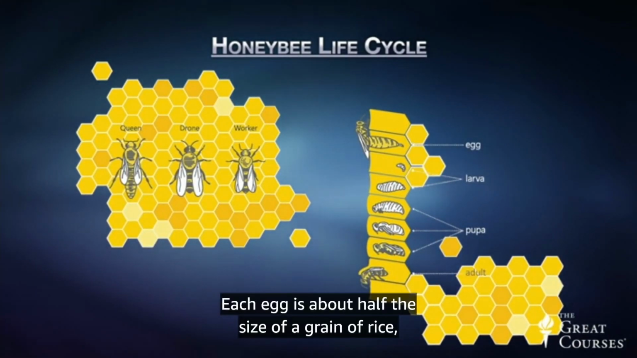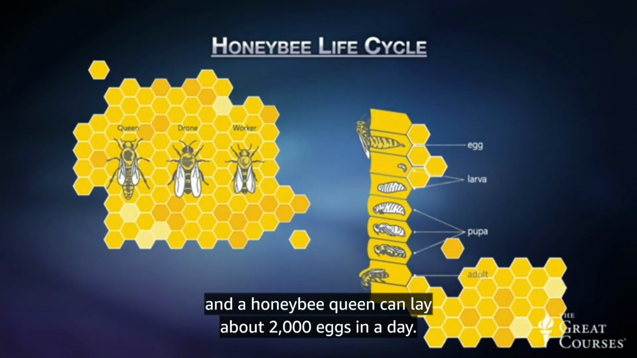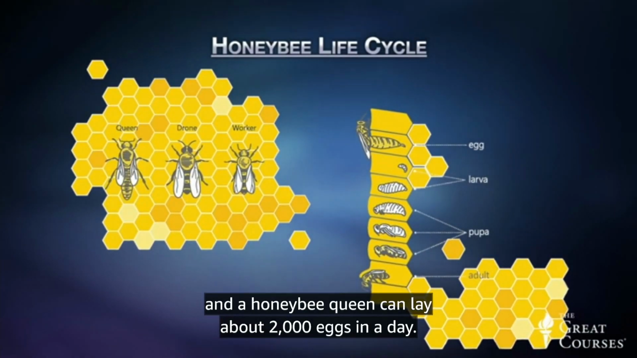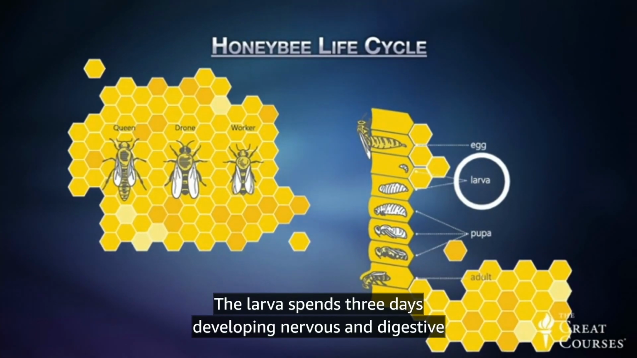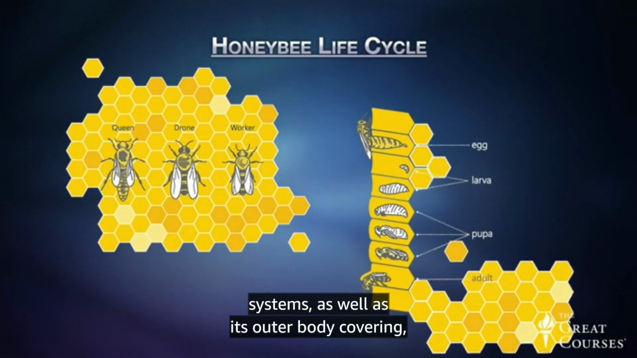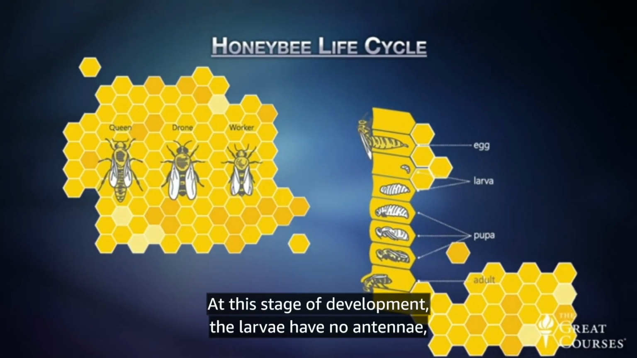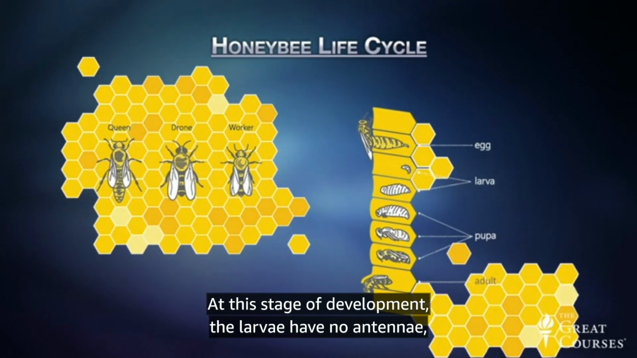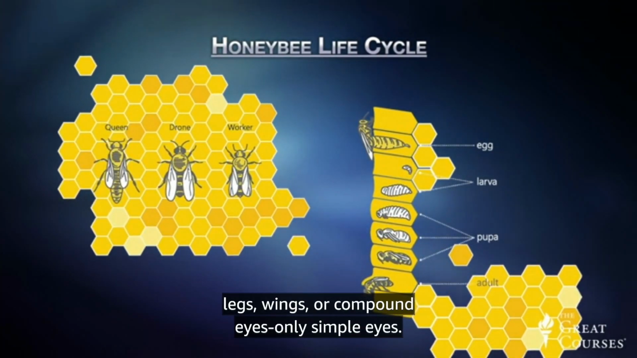Each egg is about half the size of a grain of rice, and a honeybee queen can lay about 2,000 eggs in a day. The larva spends 3 days developing nervous and digestive systems, as well as its outer body covering, before hatching. At this stage of development, the larvae have no antennae, no legs, wings, or compound eyes, only simple eyes.